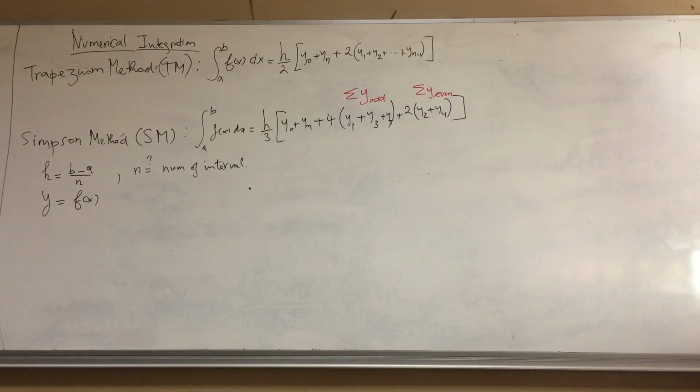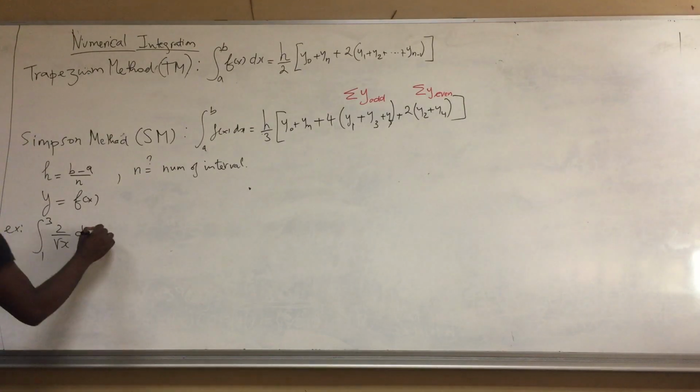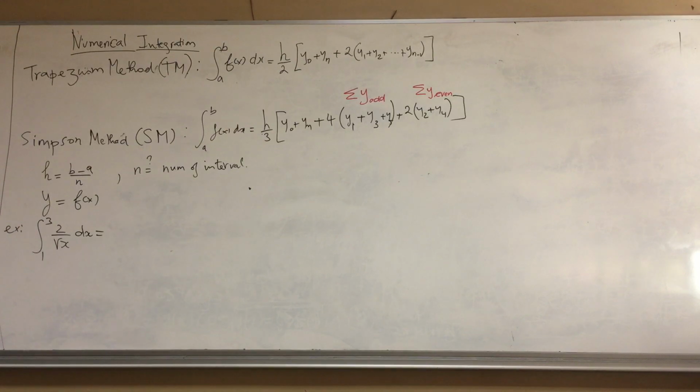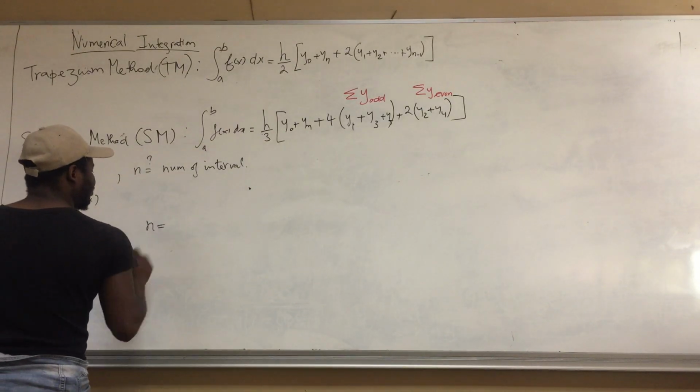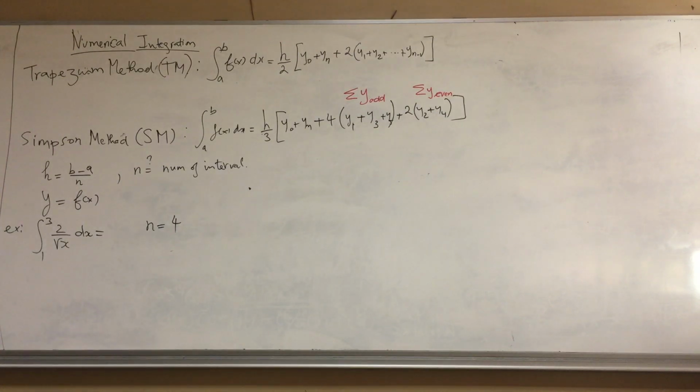The next step is to solve an example. Say I have the integral with limits from 1 to 3 of 2 over square root of x dx. They must give you the number of strips, and they tell you the number of strips equals 4, for example. I want us to solve with both methods, Simpson and trapezium. But before that, we have to do the table.